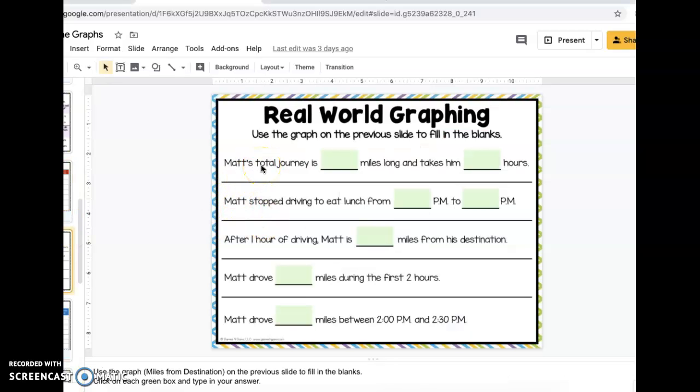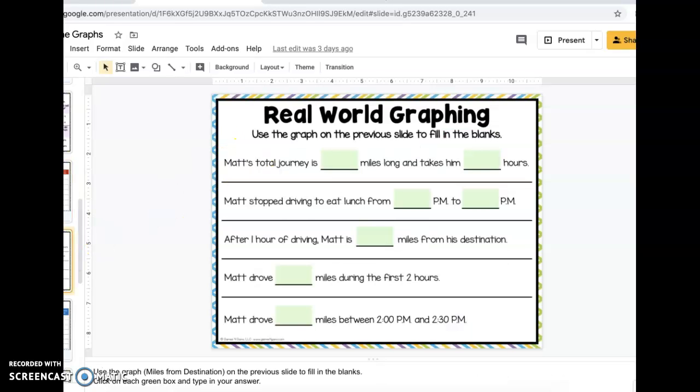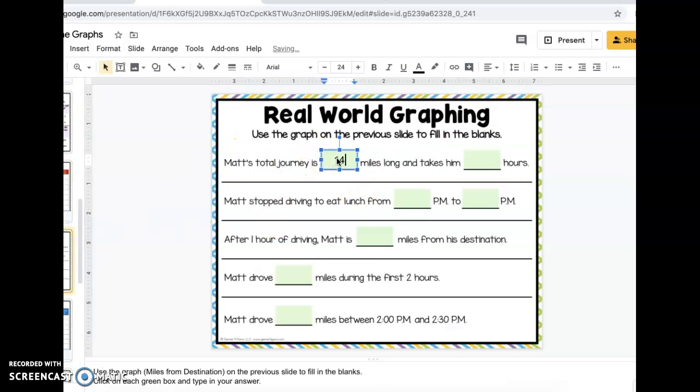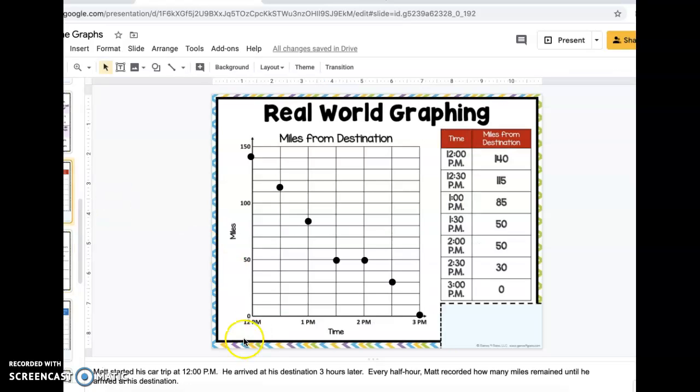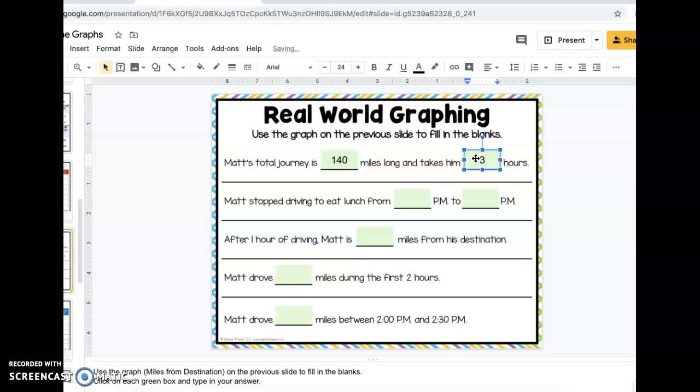Matt's total journey is blank miles long and it takes him how many hours? So let's look. His journey is a total of 140. And I know this because this is where it starts. We started at 140 miles from the destination, not miles per hour, that'd be insane. And how many hours does it take him? So, 1 hour, 2 hours, 3 hours. It takes him 3 hours to cover that 140 miles.